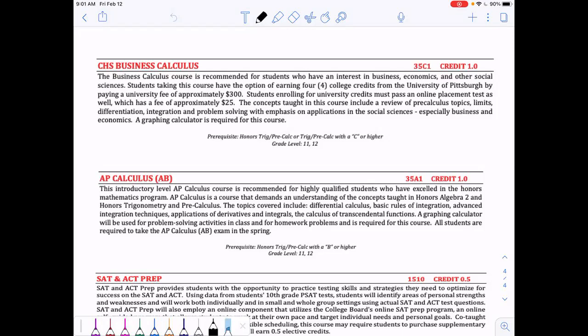You still get PIT credit, and that PIT credit transfers to other schools as well. There is a fee for the PIT class, but there's also a fee now for taking the AP test, not the class, but the test. So both of them have a fee if you want to receive the credit. Are there questions about the difference between the two, or why you would want to take one versus the other?